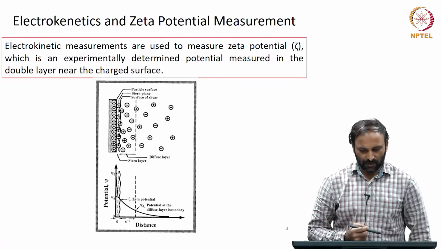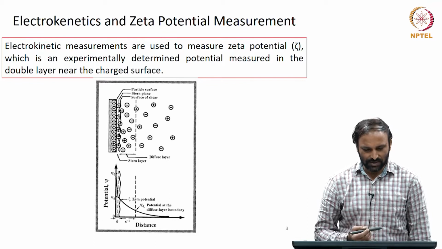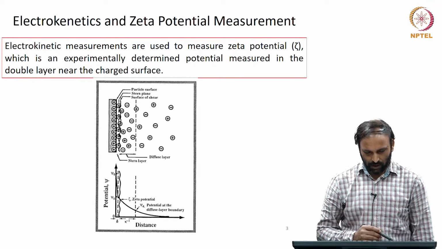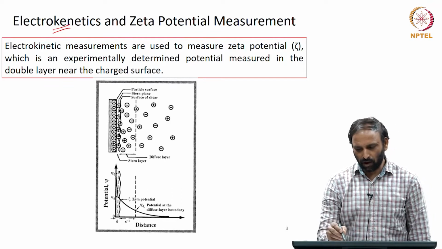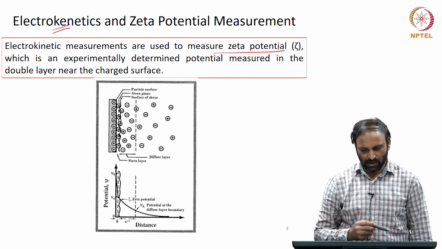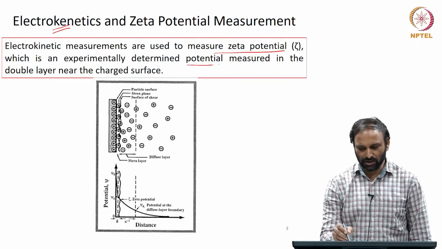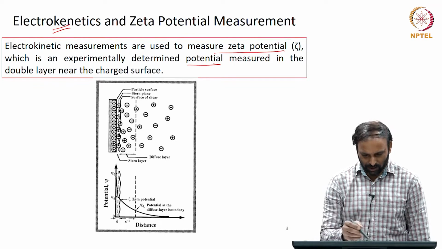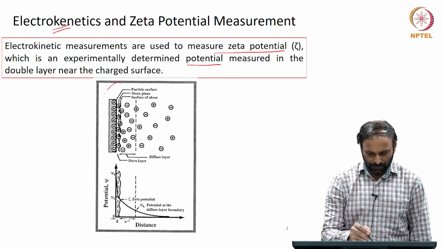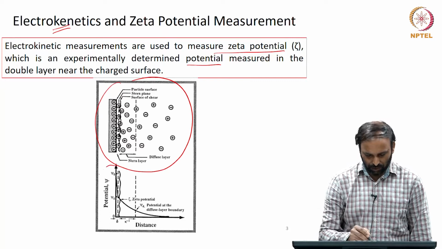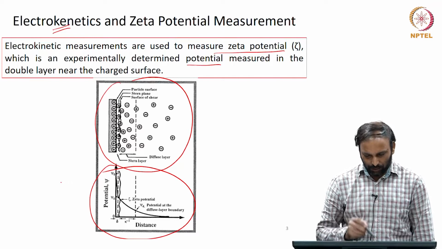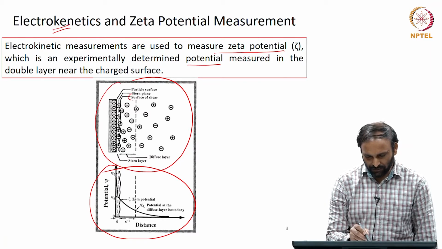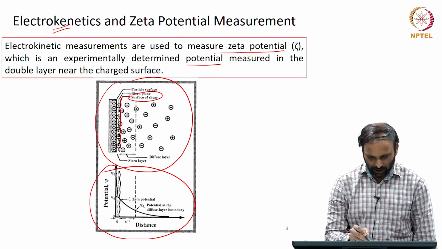lecture. So, we have looked at what zeta potential is already. Electrokinetic measurements are used for measuring zeta potential, which is the experimentally determined potential measured in the electrical double layer. So, this is a schematic of the electrical double layer here, and this is how the potential falls with distance, and we have learnt that zeta potential is the potential at the plane of shear, which is essentially given by this line that I am tracing.